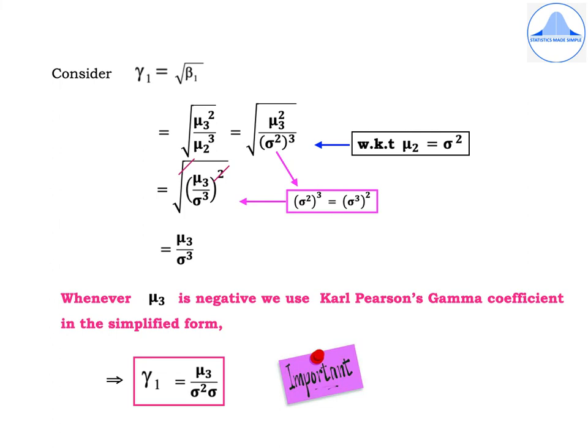divided by sigma cubed. Now, whenever mu 3 is a negative value in the problem, we use Karl Pearson's gamma coefficient in the simplified form, which is nothing but gamma 1 equal to mu 3 divided by sigma square into sigma. Okay, or sigma square into sigma is nothing but sigma cubed. This is just a simplified format we are writing. Again, you will understand why I am writing it this way when we work out the problems.